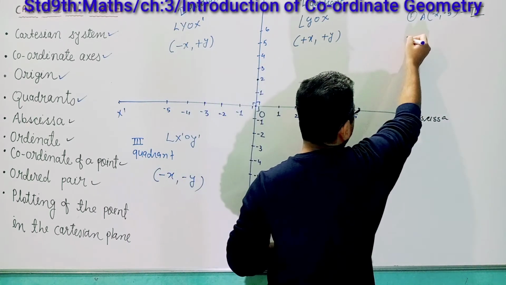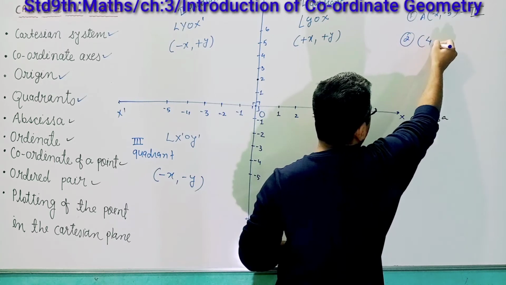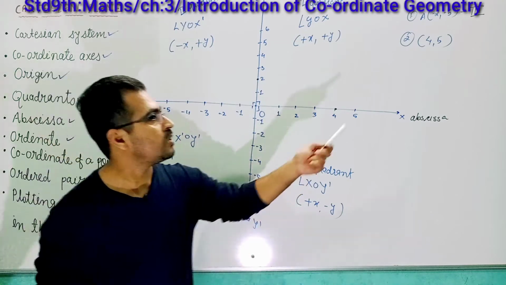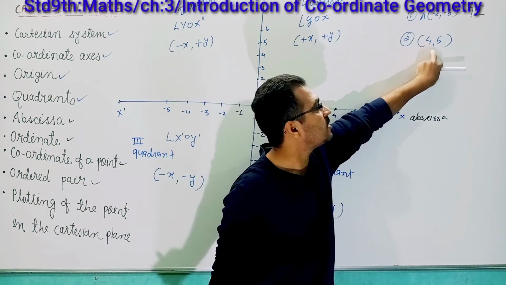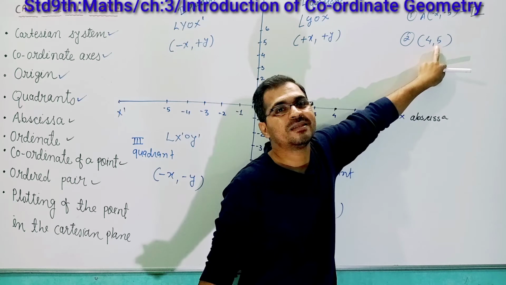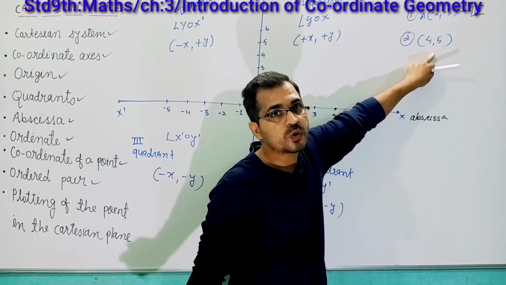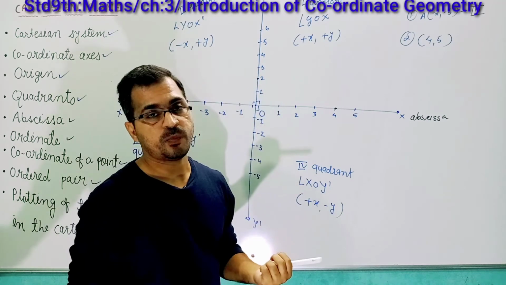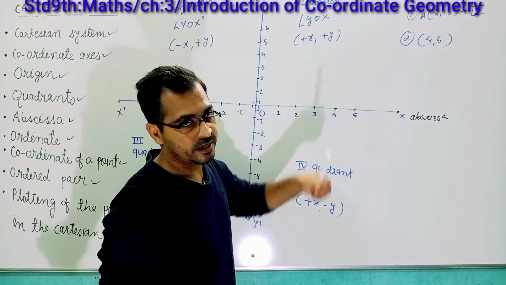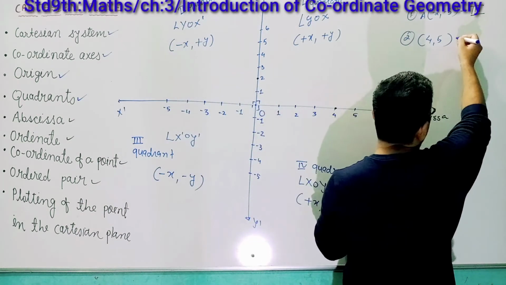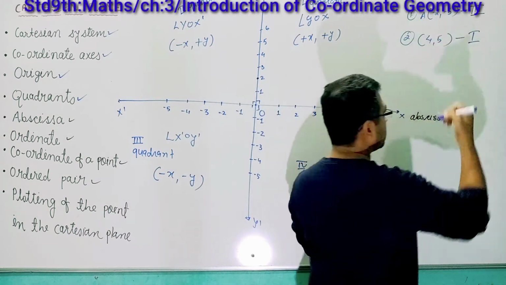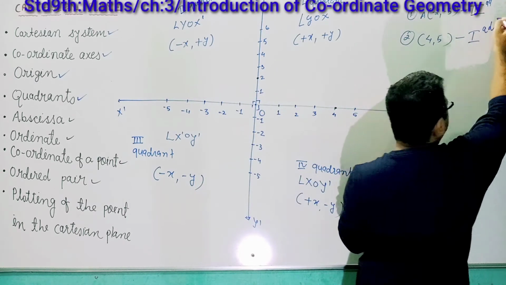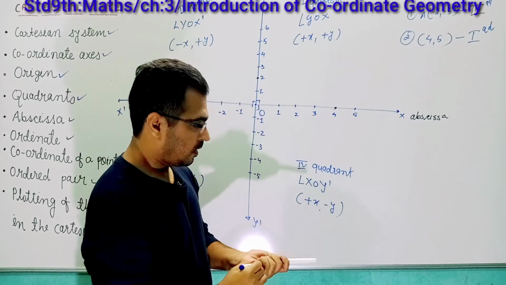Next, suppose 4 and 5, means x is positive and y is also positive. This is the point of x-axis, this is the point of y-axis. So both are positive. So in which quadrant? The component of x and the component of y are positive. So in the very first quadrant. So here you can write first quadrant. This point lies in first quadrant, right?